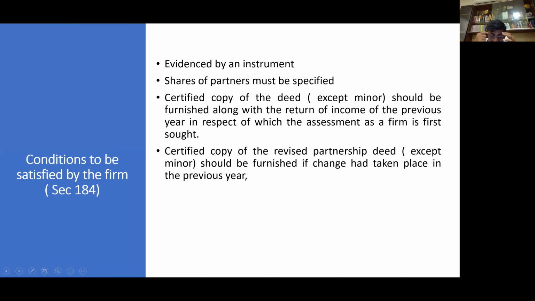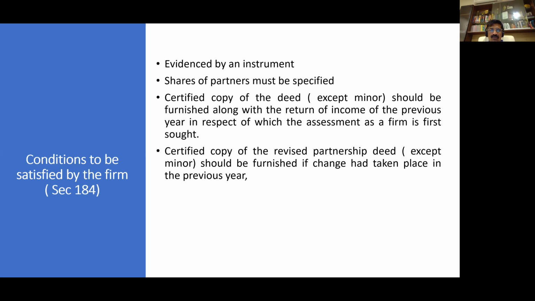Right. So whenever there is a change in the constitution of the firm, a certified copy of the revised partnership deed should be furnished if the change had taken place in the previous year. So whenever there is a change in the constitution of the firm, furnish a revised partnership deed.